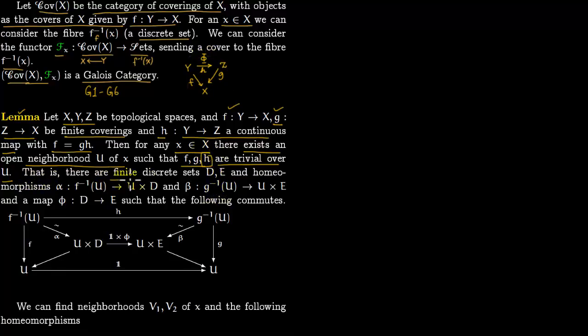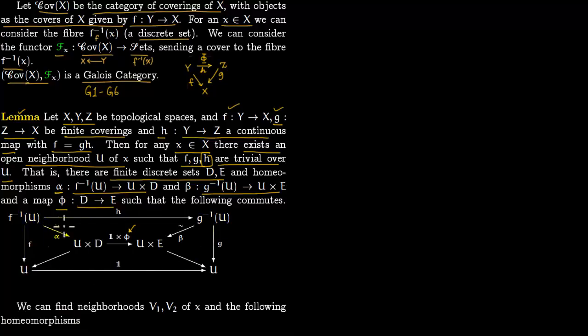That is, there are finite discrete sets D and E. Everything here will be clear once we start drawing diagrams. There are finite discrete sets D and E and homeomorphisms alpha from F inverse of U to U times D, and beta from G inverse of U to U times E, and a map phi from D to E such that the following diagram commutes. This diagram looks like quite a bit, but this will be clear as we start proving this lemma. This lemma is just a lemma in diagram chasing, as we will see immediately. This phi is not very difficult to construct.